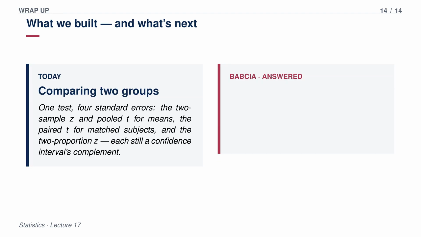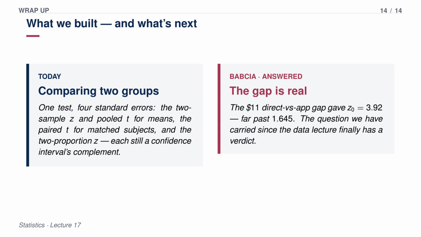So what we built today, 1 test, 4 standard errors, the 2-sample z and the pooled t for comparing means, the paired t for matched subjects, the 2-proportion z for comparing rates. Every one of them is a difference over its standard error, and every one is still a confidence interval's complement. And Babcia answered. The $11 direct versus app gap gave z-naught of 3.92, far past 1.645, with a p-value of about 4 in 100,000. The question we've carried since the data lecture finally has its verdict.